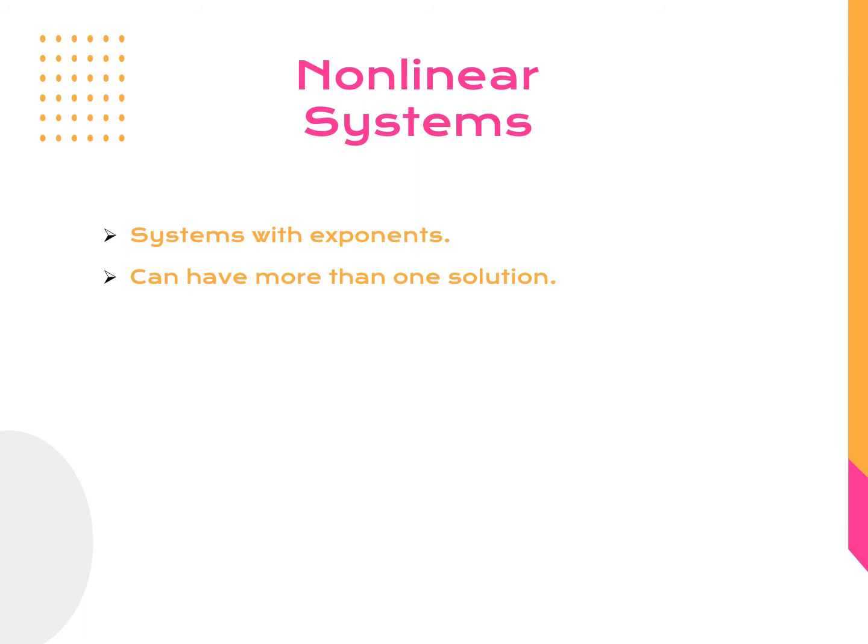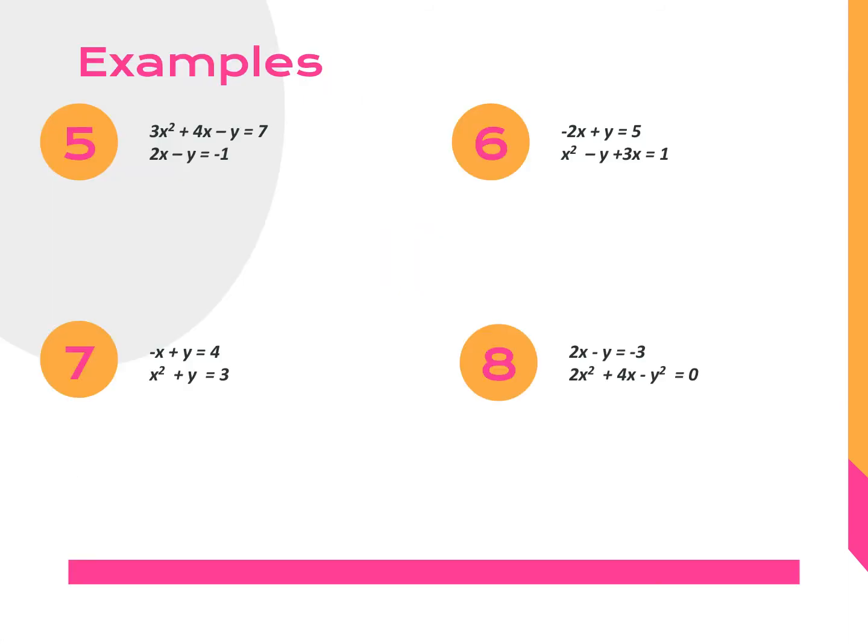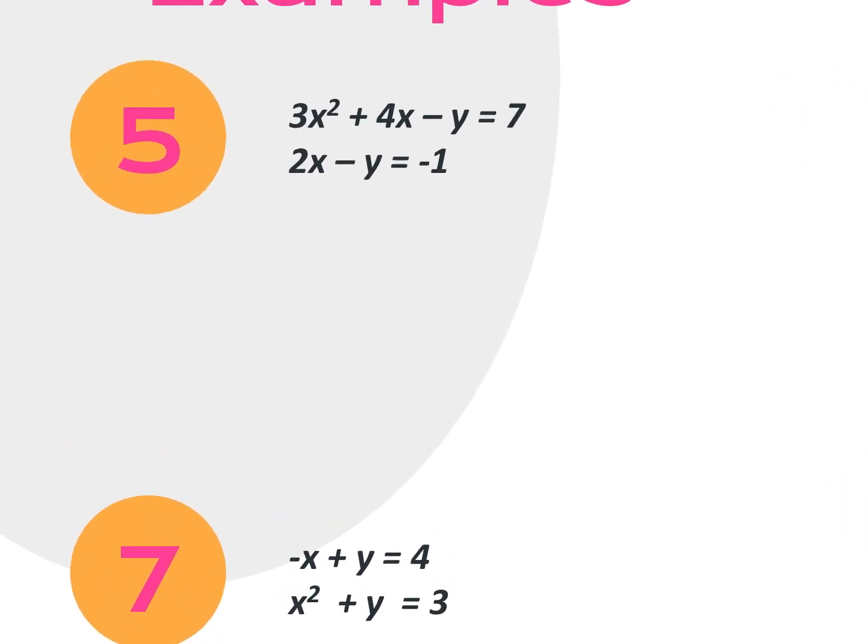So again, nonlinear. The way that you can tell that it's going to be nonlinear is the equation is going to have exponents in it. If none of the variables have exponents, that's a clue that it's linear. So exponents make it nonlinear. And again, as I showed you at the beginning, you can have more than one solution. So let's take a look at our first example. Now for this one, it's probably too difficult to do an elimination here, because we've got too many variables going on. So we're going to do a substitution.